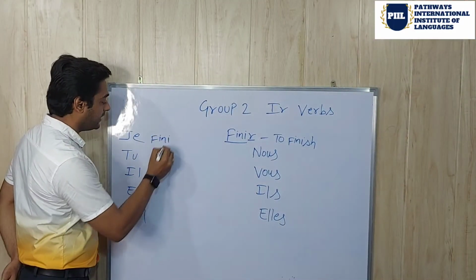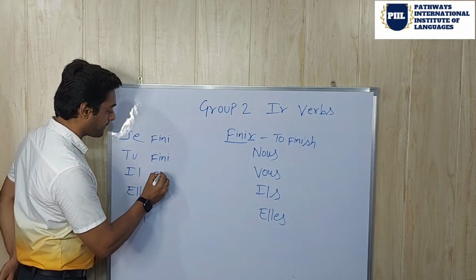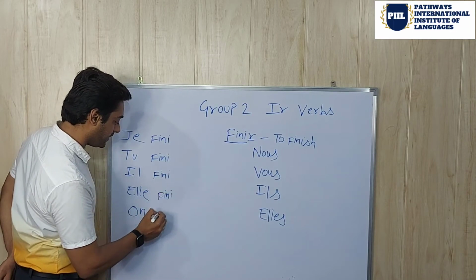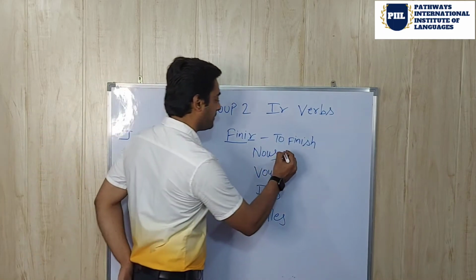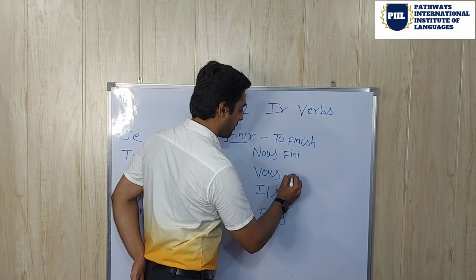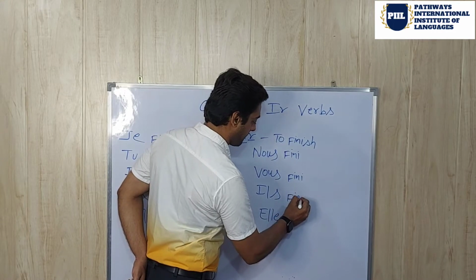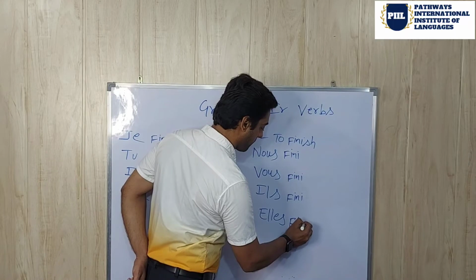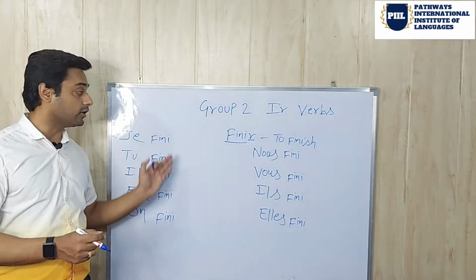So here fini, here also I'll write fini, fini, fini, here also fini. Okay, so now I have put the radical in front of all the pronouns.